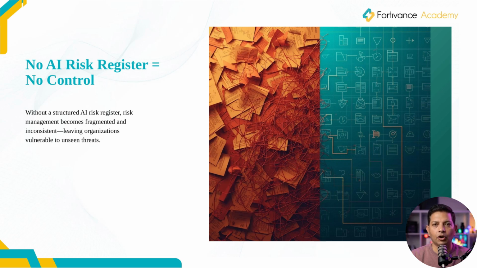It's not just a document, it's a central tool that helps you capture risks, assign ownership, track mitigation, and ensure accountability. Without it, AI risk management becomes fragmented and inconsistent. In this video, I'll show you exactly how to build an AI risk register step by step, so you can apply it in your organization immediately.